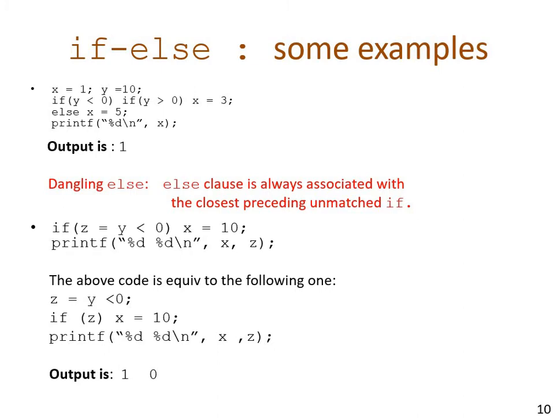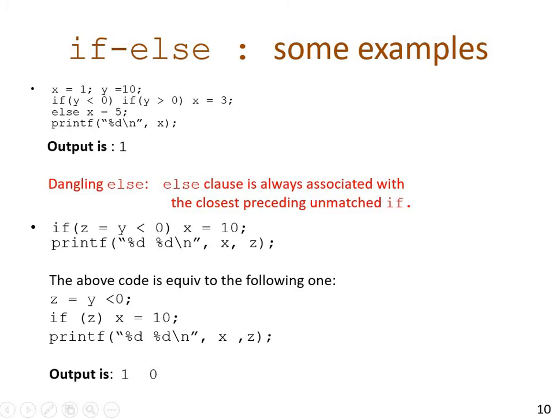The second statement: if z equals y less than 0, x equals 10, then print x, y and z values. So the above statement is equal to z equals y less than 0, and then you are comparing with z. x equals 10. So you will get x as 1 and z as 0.